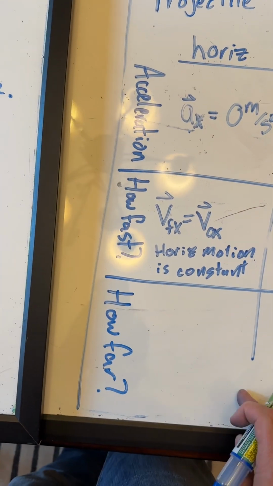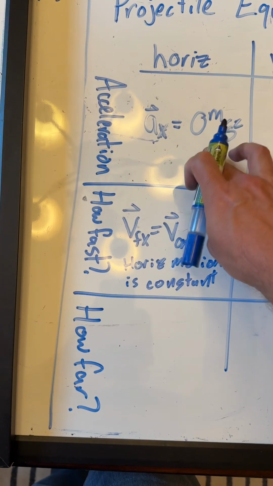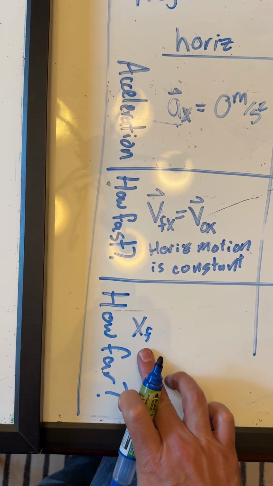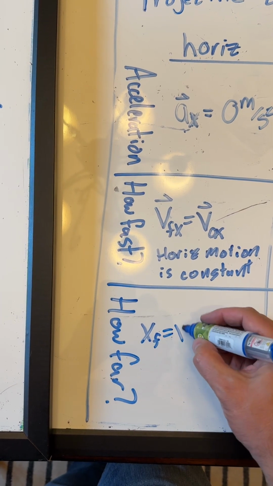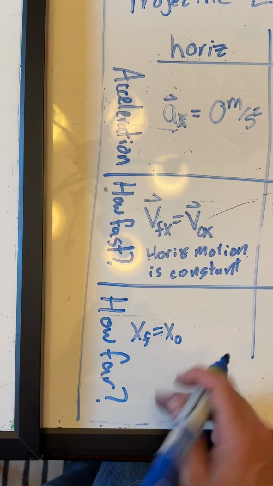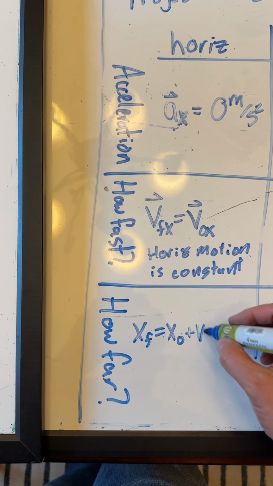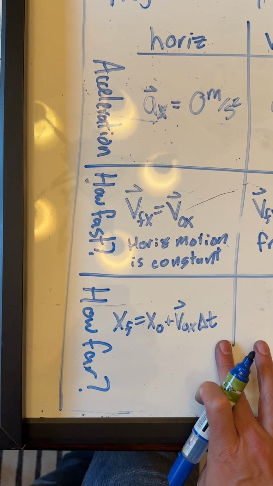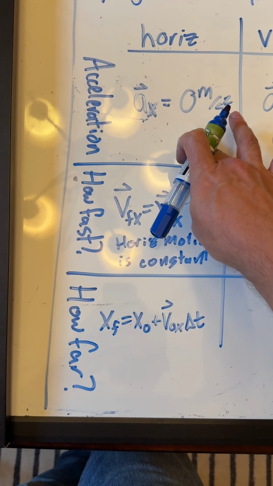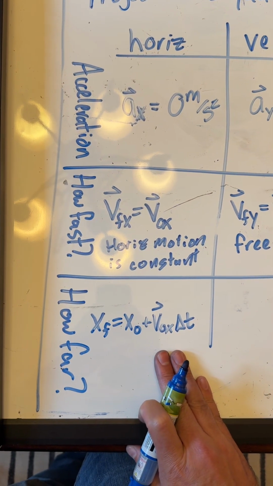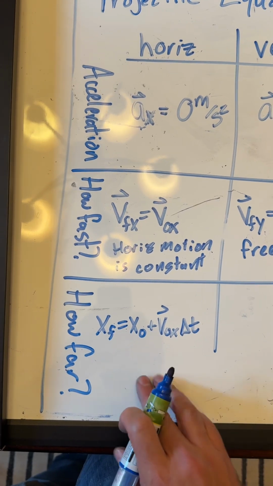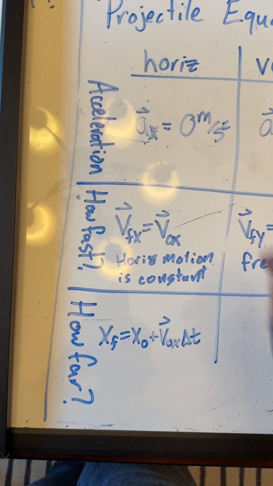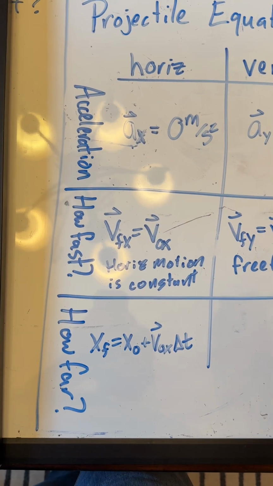For my how far formula, the same thing is going to happen. I have no acceleration, so as I'm writing where my final position is, that's going to be equal to where I start out, usually we'll do 0 for that, plus v naught x times delta t. And I can forget about that acceleration term because acceleration is 0. So I've just got that. Now on the test, you are going to get the regular how far formula, and you're going to have to remember, oh, it's a projectile. Acceleration in the x direction is equal to 0.